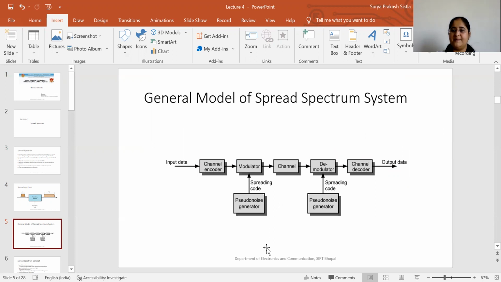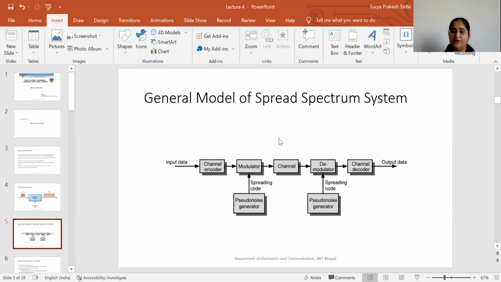There are slight changes according to the particular spread spectrum modulation technique, but the baseline concept remains the same. From the figure, we can see that this is your transmitter side and this is your receiver side. This is your channel. At the transmitter side, first, this is your input data. It can be of any type. Then the channel encoder encodes the data into a proper format that can be transmitted. The output of the channel encoder is the narrowband signal.